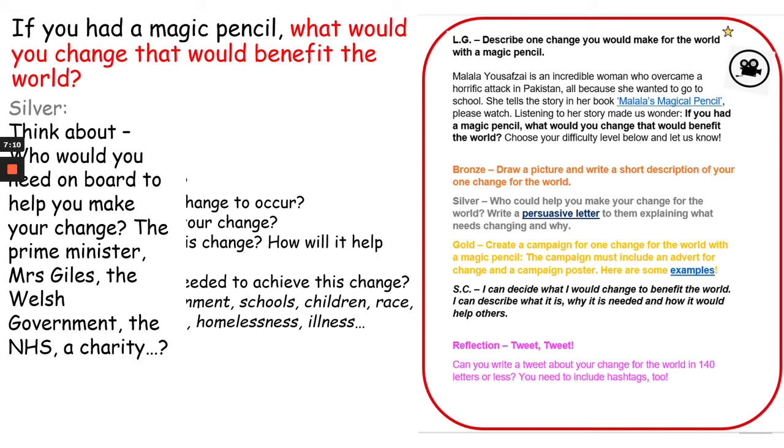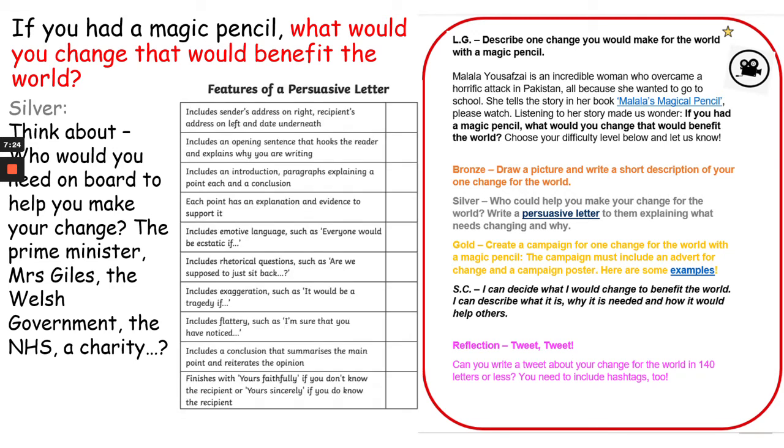And you need to write a persuasive letter to your chosen person, explaining what your change is about and why you want it to happen. Now, when you go to the blended learning menu, click on Persuasive Letter, that's a hyperlink, it's going to take you to this success criteria. So you've got features of a persuasive letter, and it gives you step by step everything you will need to include in your letter.